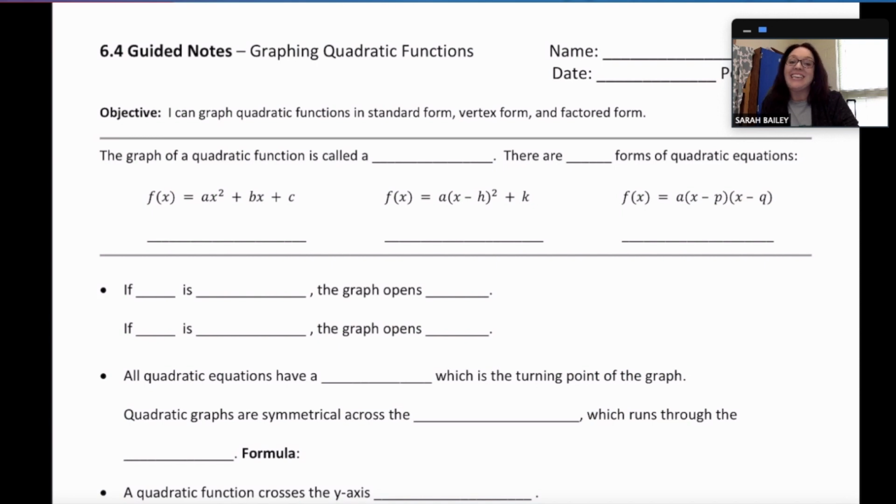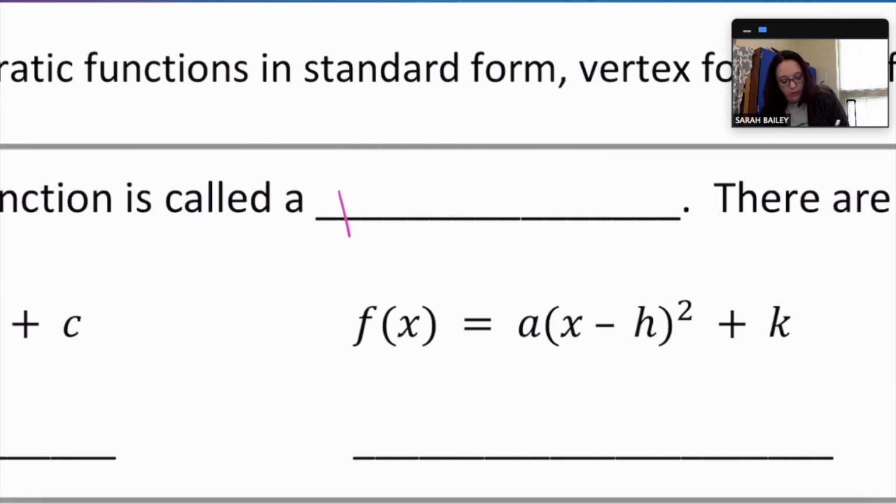Hey guys, today's lesson is going to be on graphing quadratic functions. So we're going to start off with some guided notes. First thing, the graph of a quadratic function. The graph is called a parabola. So let's write that down.